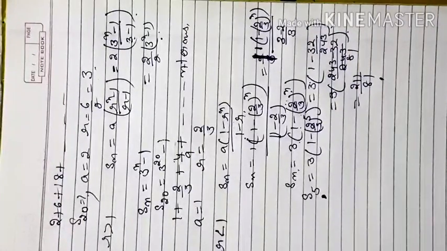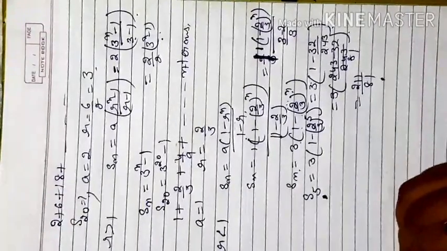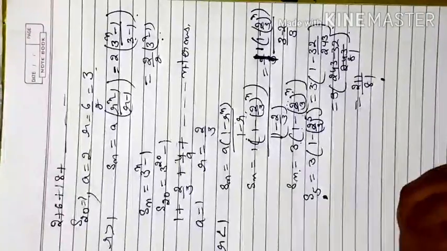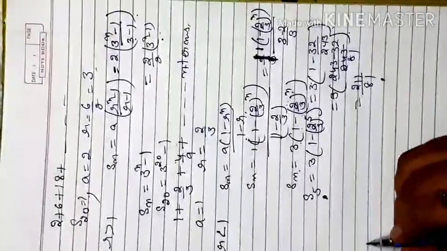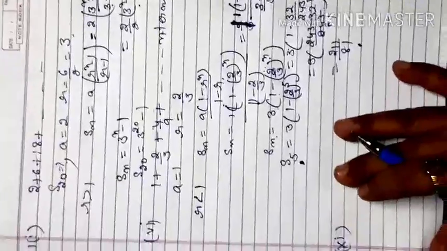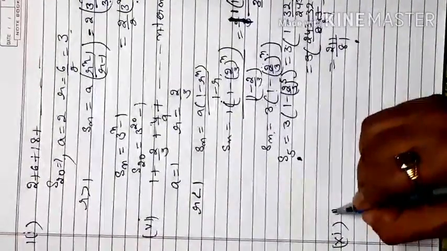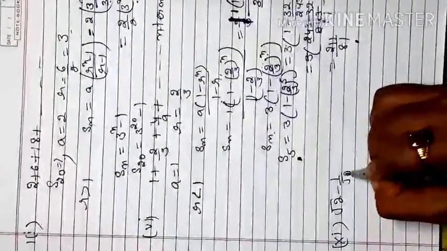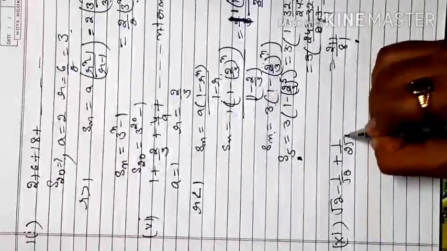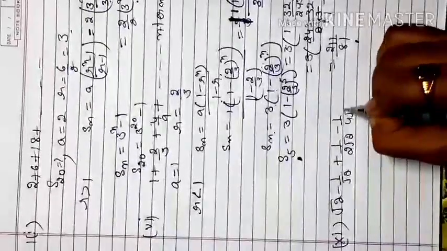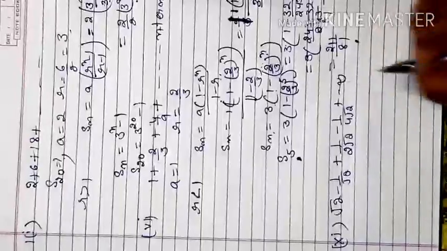Now the third method is if you are given an infinite series. For an infinite series, there is no condition of negative or positive value of r. The only condition is that r should not be equal to 1. So that is your 11th question here. In the 11th question, the series given is root 2 minus 1 by root 2 plus 1 by 2 root 2 minus 1 by 4 root 2 up to infinity.